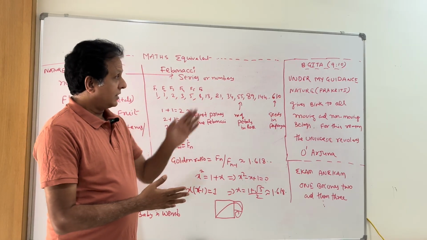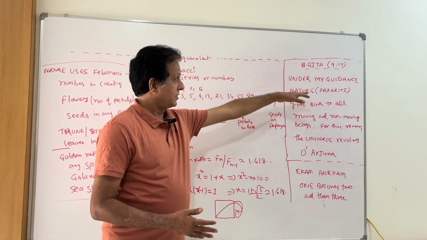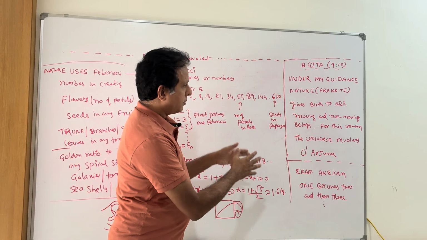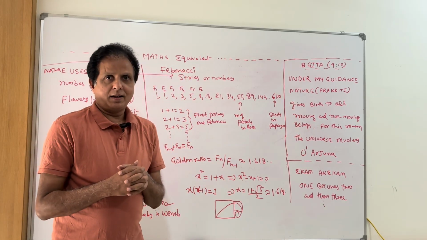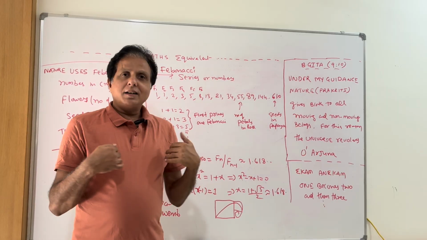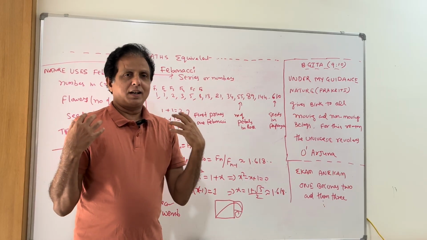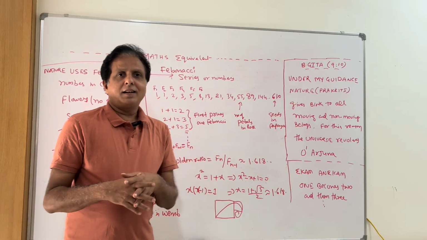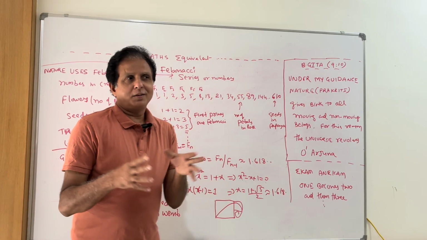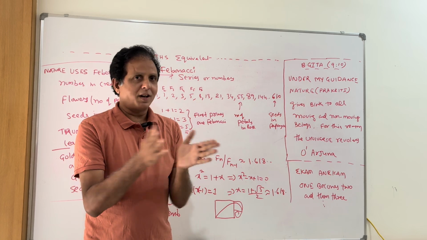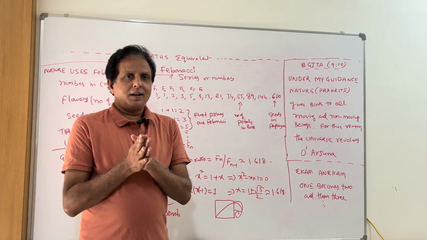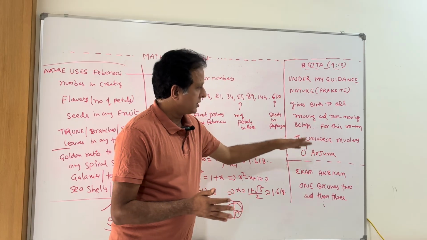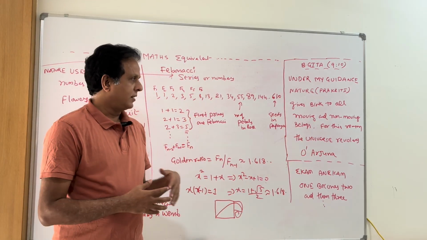It says that under my guidance, nature, meaning Prakriti, this world, gives birth to all moving and non-moving beings. So moving beings are people like us, humans. Non-moving are trees. You don't see trees walking around. And for this reason the universe revolves, O Arjuna.